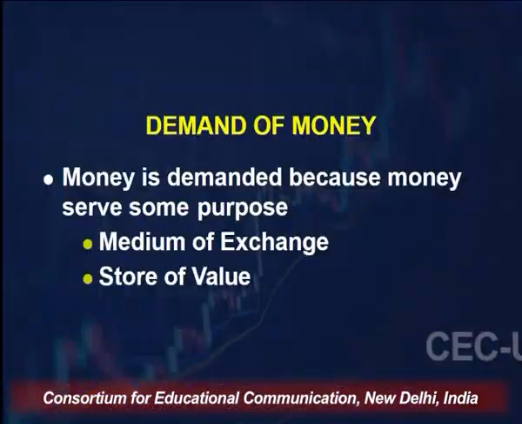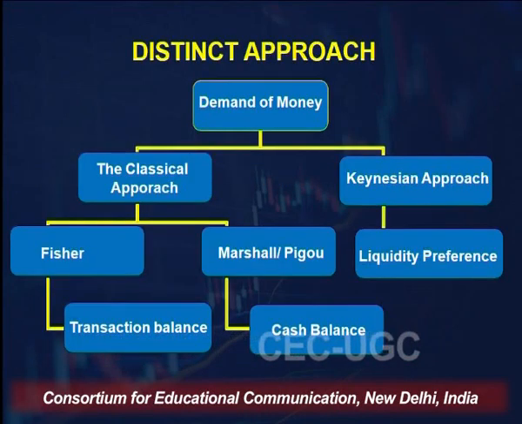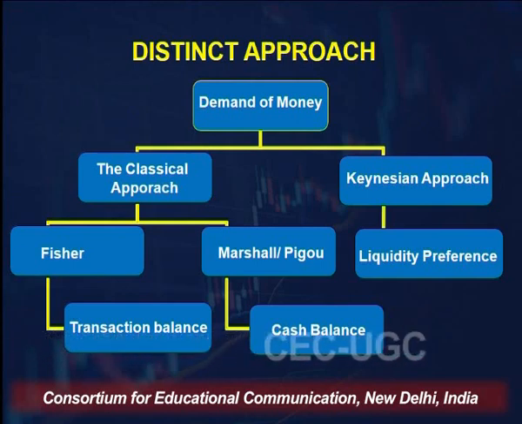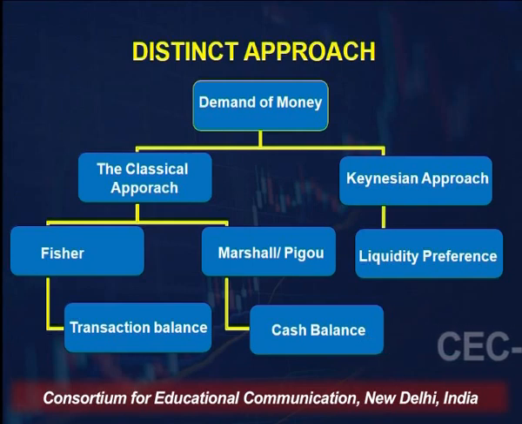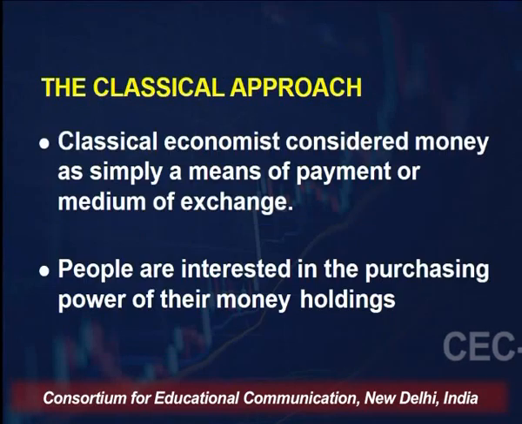Now next comes the demand for money. Okay, money is demanded. Why? Because money serves the purpose of medium of exchange and store of value, and all of us demand money. If we look at the approaches to why we demand money, there are two approaches. One is the classical approach, where classical economists defined why we demand money. Another approach is the Keynesian approach. Okay, and Keynes's theory is also known as the liquidity preference theory.